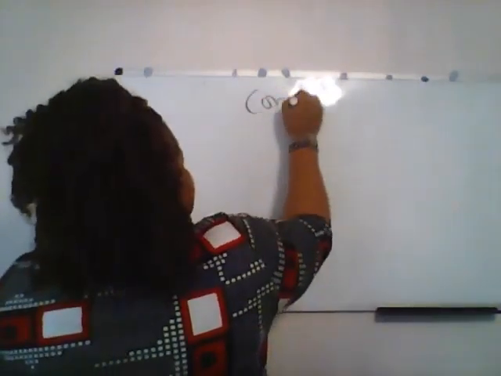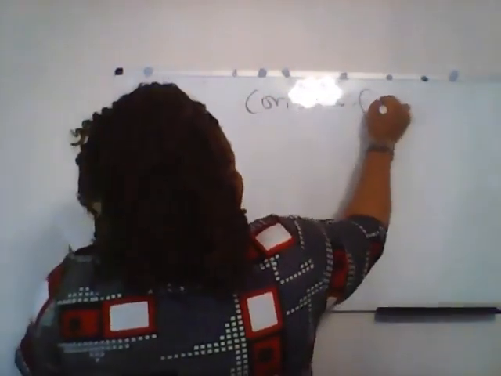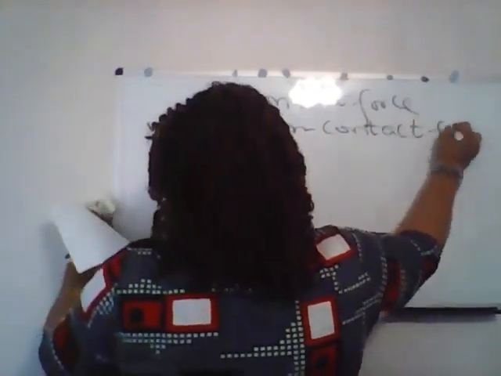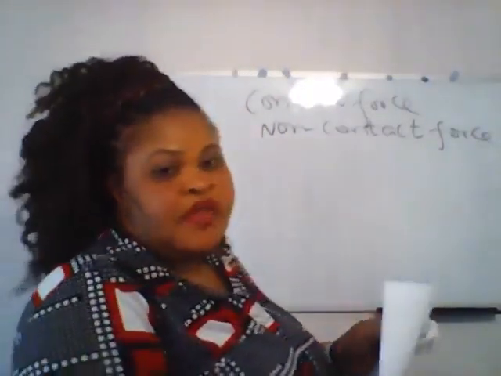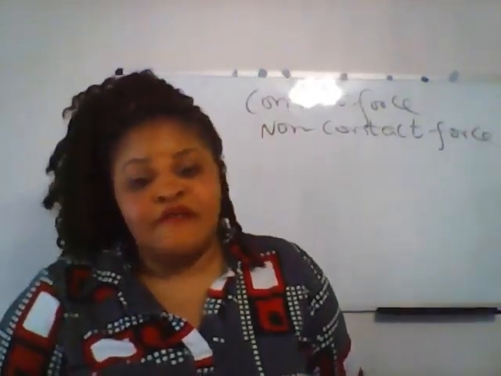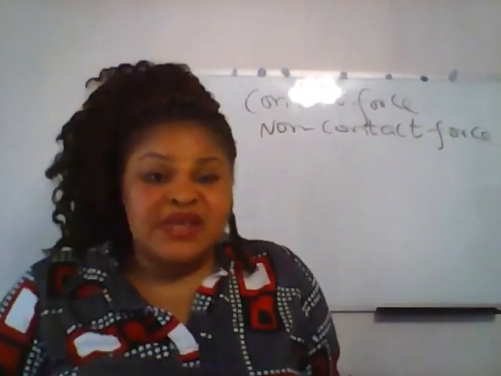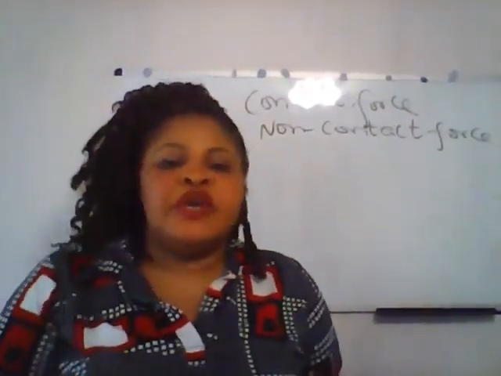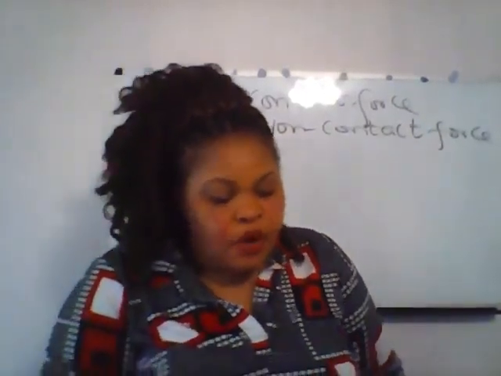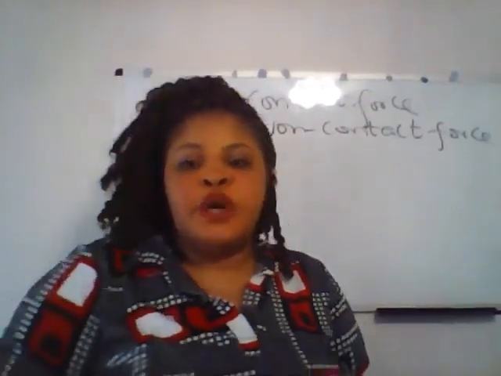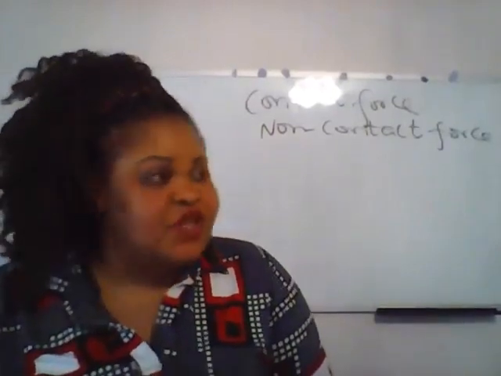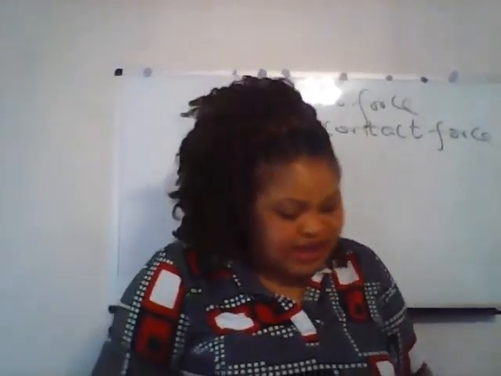You have contact force and non-contact force. All right. A contact force is one that acts on an object and touches the object directly, like friction. Gravity is a non-contact force. Another example of contact force is air resistance, if you're driving through air. A non-contact force acts on the object without necessarily touching the object. Examples of such are gravitational force, magnetic force, and electrostatic force.